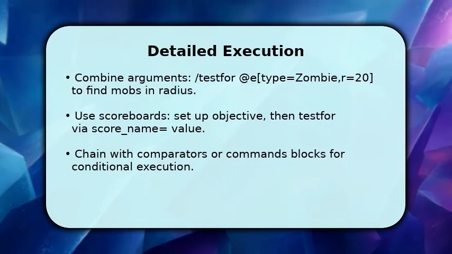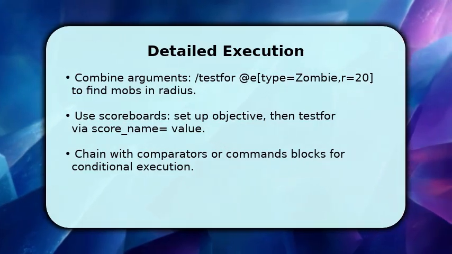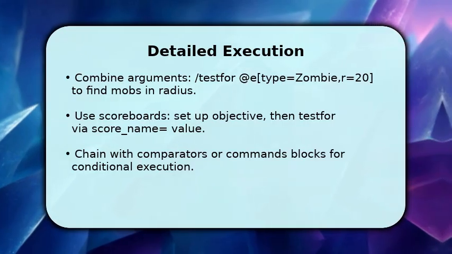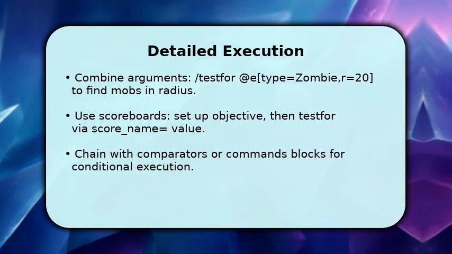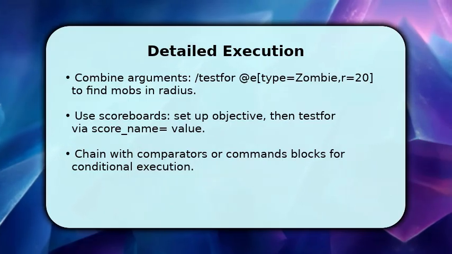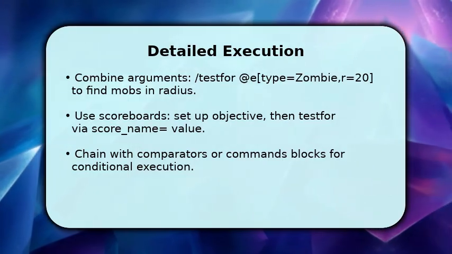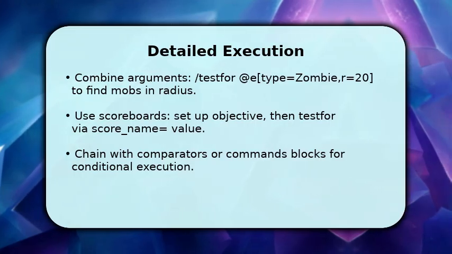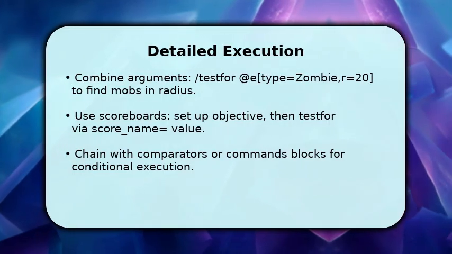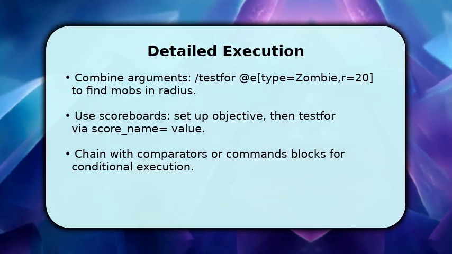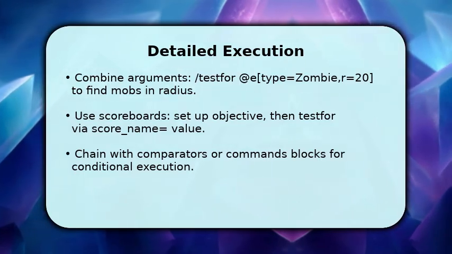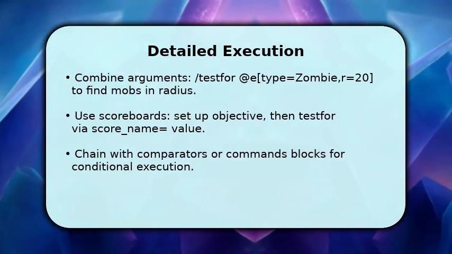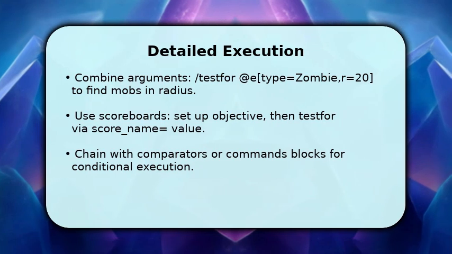You will now build the specific test. Type /testfor with selector arguments inside brackets. For example, type=zombie, r=20 to check for zombies within 20 blocks. Make sure to create a scoreboard objective if you want to test numerical conditions. Set player scores with /scoreboard players set, then reference score name=5 in your selector. Once done, place the command in an impulse or repeat command block and wire it to a comparator to trigger follow-up commands when the test succeeds.